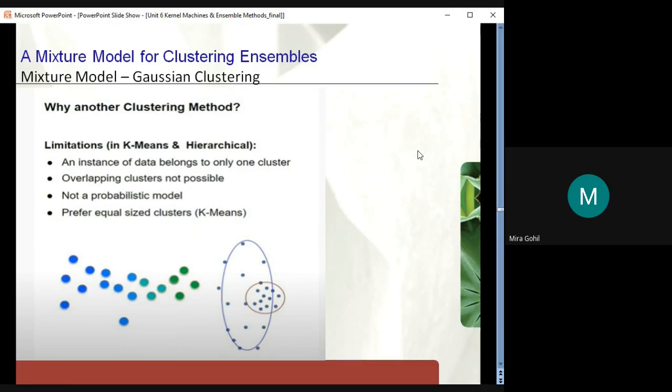Now we will discuss one model that is called Gaussian clustering model, or it is also called Gaussian mixture model. Okay, so now this mixture model is also a clustering, ensemble clustering. Now what is this ensemble clustering? First of all, we will see why we require this different type of clustering method. Okay, so different clustering method की क्यों जरूरत पड़ी? So some limitations are there with the k-means and hierarchical clustering.